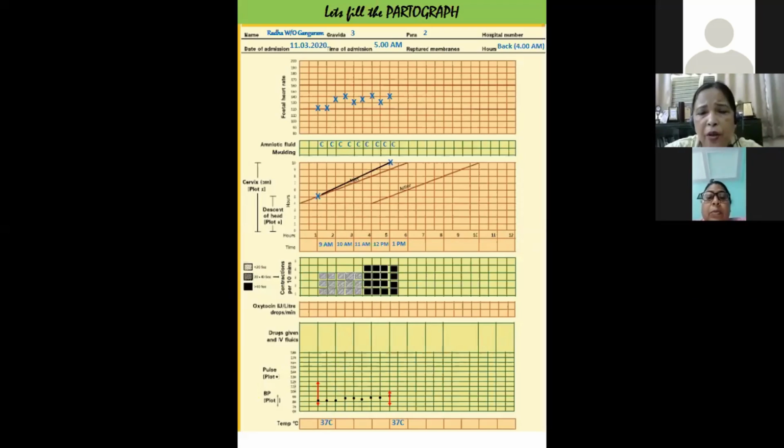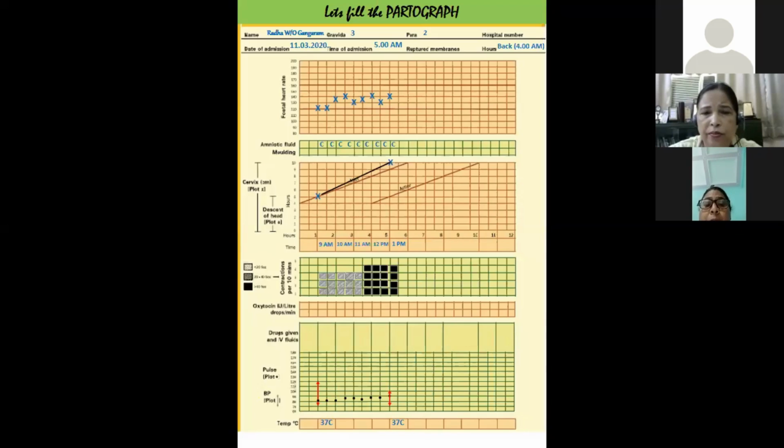So with this partograph study, suppose I have plotted this partograph for you and I have referred this patient with this partograph. So what inference can you draw by just seeing this partograph? What information are you getting from this? Whether this labor is progressing normally or it is abnormal.